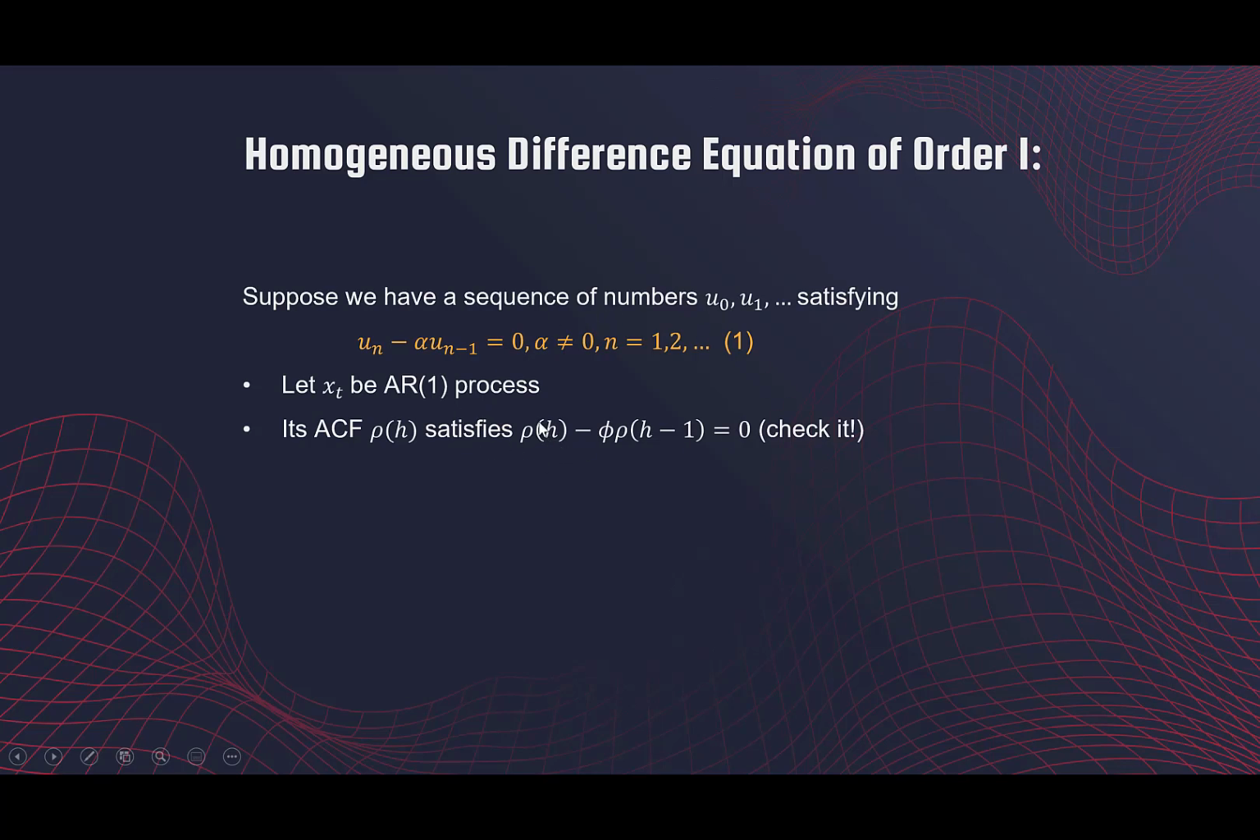Okay, so rho h is like the un, and rho h minus 1 is like this un minus 1. So in the autocorrelation function, so far we've been using different techniques and different methods to obtain autocorrelation function. But here, if we knew how to solve this kind of equation, we can use that same technique to obtain the autocorrelation functions here.